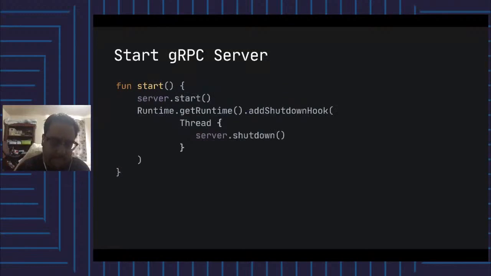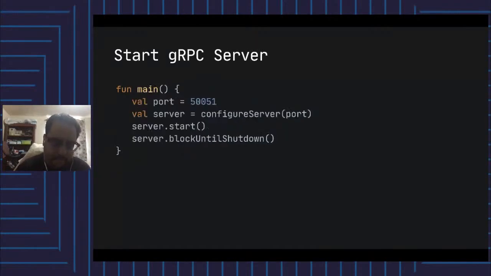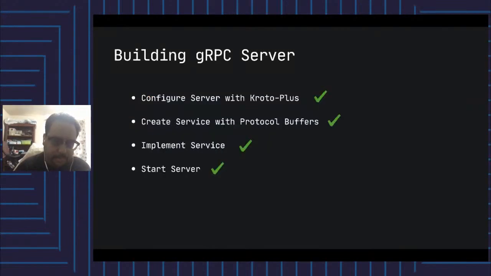And then after you build your server, you specify that you're going to start it, and then you can hook into your runtime like this to shut it down. You have a main method like in your microservice, and you configure your server on a port and then start it, and it will block until shutdown. It will keep running until you manually shut it down, listening to your requests. So that's how you configure your server, and now we have a server set up that we could consume on the client side.